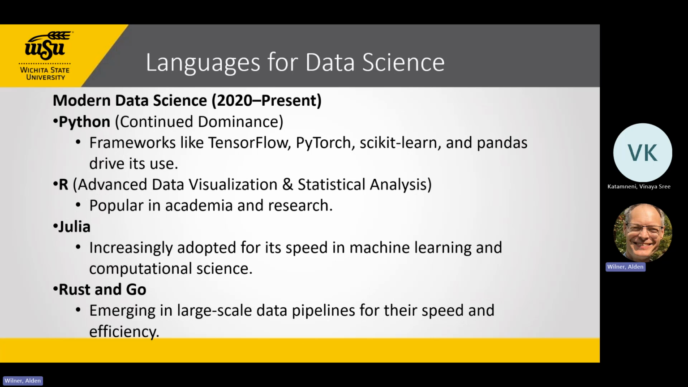Modern data science: Python has continued dominance. Frameworks like TensorFlow, PyTorch, scikit-learn, and Pandas drive its use. These are all separate products, but libraries are created in Python to use these. R is advanced data visualization. Julia, Rust, and Go are emerging for large-scale data pipelines.